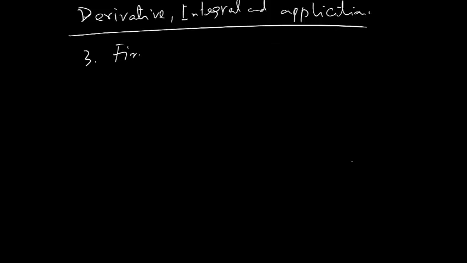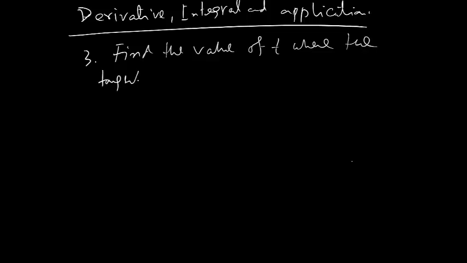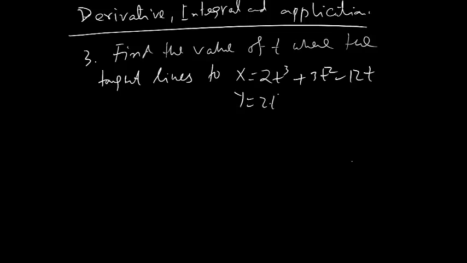In parametric form, find the value of t where the tangent lines to x equals 2t^3 plus 3t^2 minus 12t and y equals 2t^3 plus 3t^2 plus 1 are parallel.